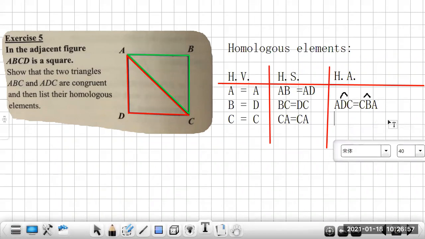BAD equal, we don't have BAD. I don't know the idea. Zaina Shaheen.